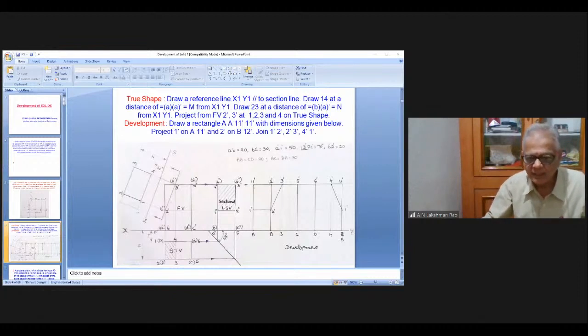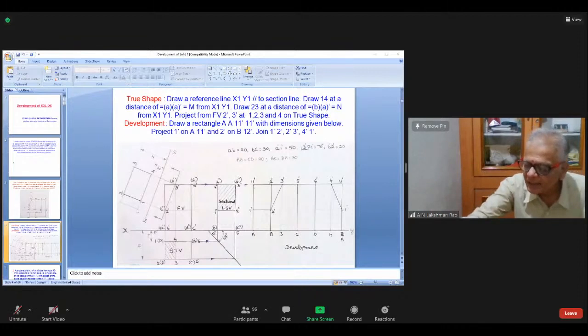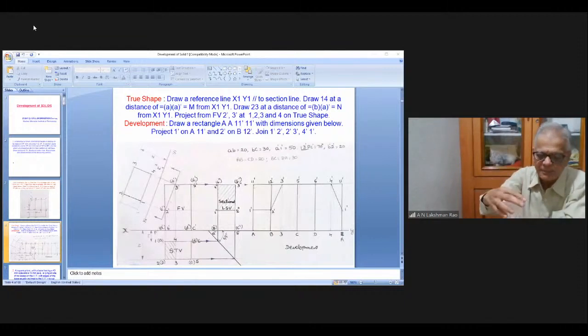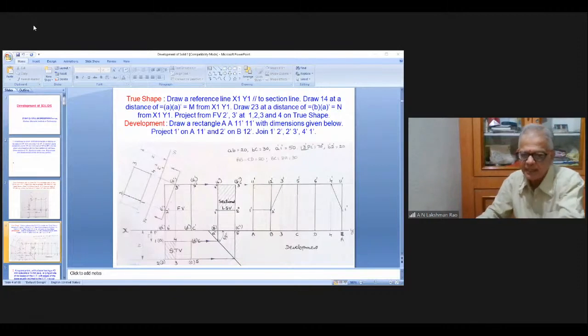Anyway, now what I do is, a cube of 40 mm edge is resting on one face on HP. This is base or face. For a cube, base and face are same. It is resting on HP, therefore the square must be in HP. I have to draw a square.